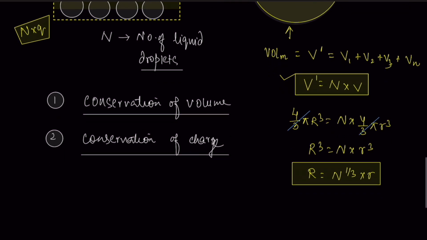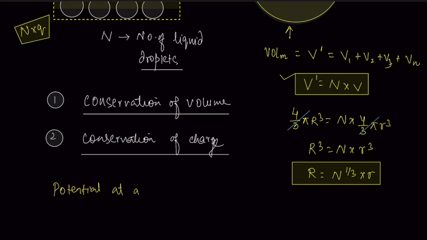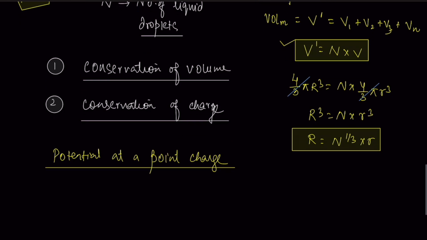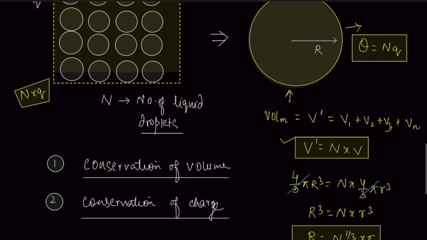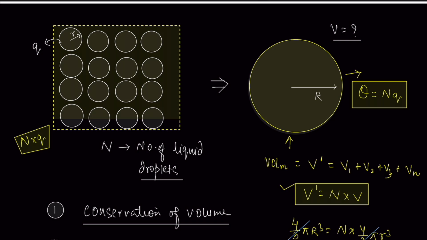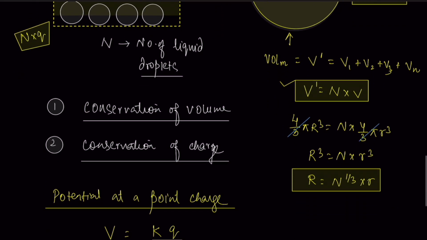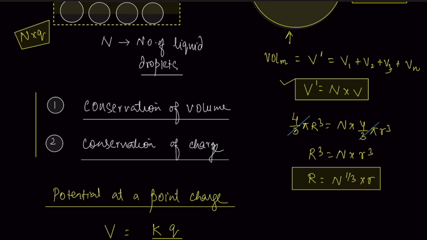Because we know that the potential at a point charge is equal to k q by r. And in this question, we have to find the potential of this large droplet. So we can say that this potential is equal to k capital Q by capital R. As we have to link capital R to small r and capital Q to small q, that's why we go with the conservation of volume and the conservation of charge.